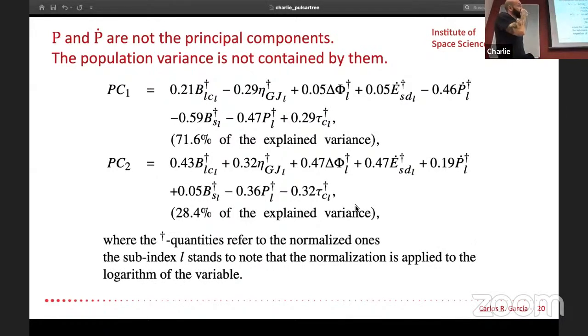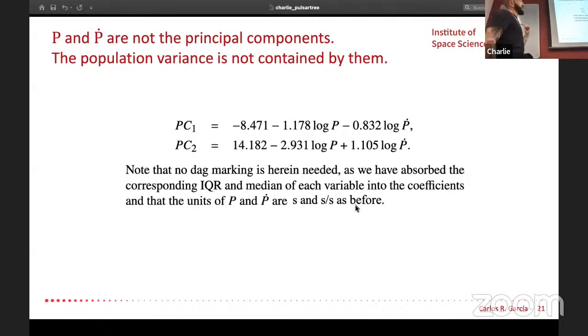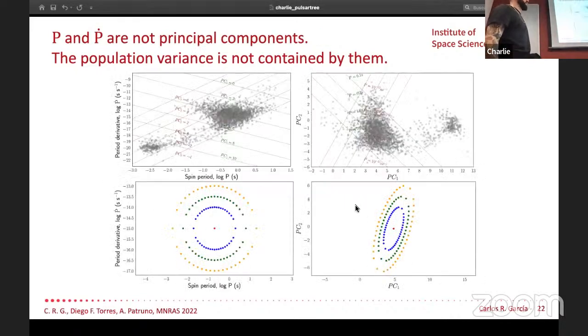So this is something really good, because when you are doing something using only PC1 and PC2, you can explore this idea considering only the values of the principal components, as you can estimate what behavior the rest of the variables are following. So this is something that is behind this point. Now, if you open this equation and you put PC1 and PC2 only in function of the spin period and the spin period derivative, you can get this idea. That is something really good to demonstrate that the things you see in the P-Pdot diagram are not the same thing that you see in the PC1, PC2 plane.